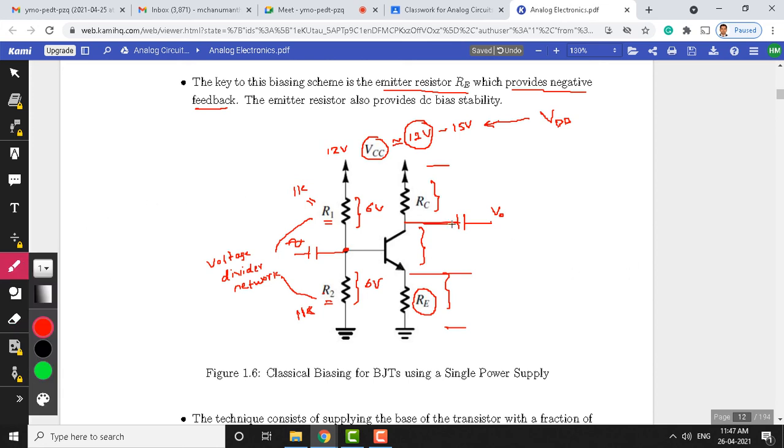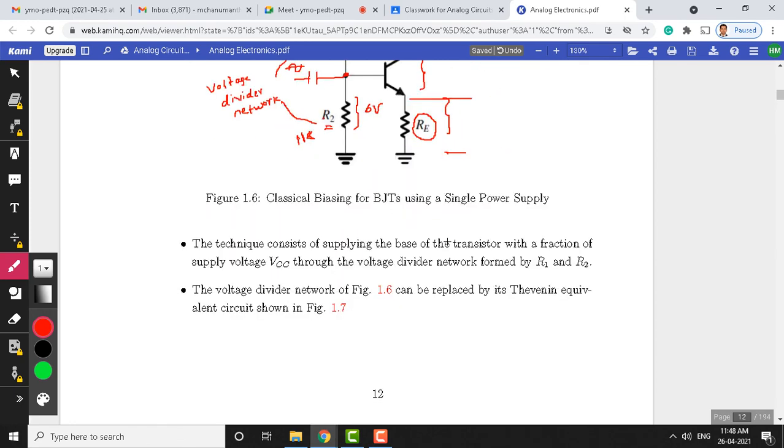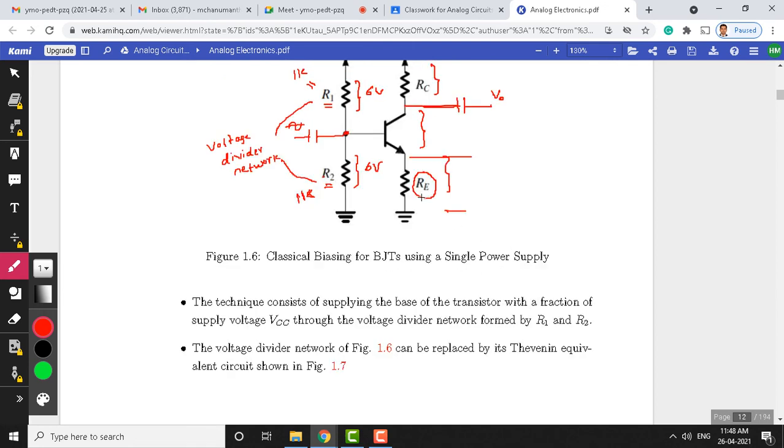Okay. So, this is the classical biasing scheme. This circuit overcomes a drawback of the previous 2 circuits. We will see how this circuit overcomes the drawback of the previous 2 circuits. The technique consists of supplying the base of the transistor with a fraction of supply voltage VCC through the voltage divider network formed by R1 and R2. We already said that.